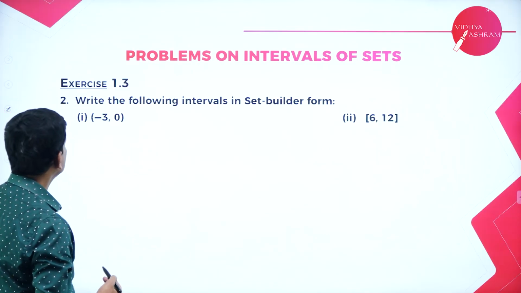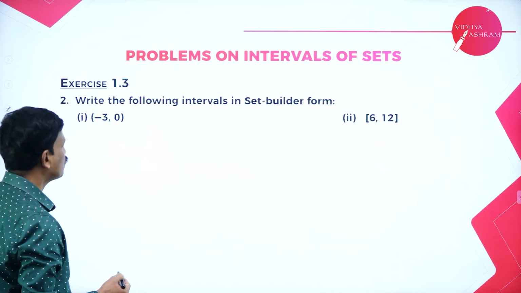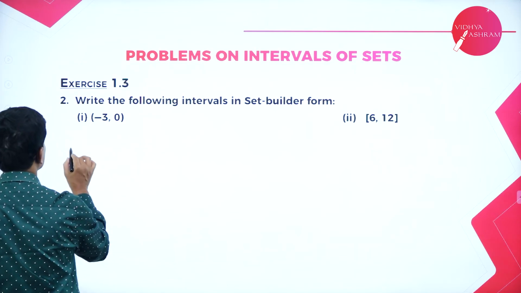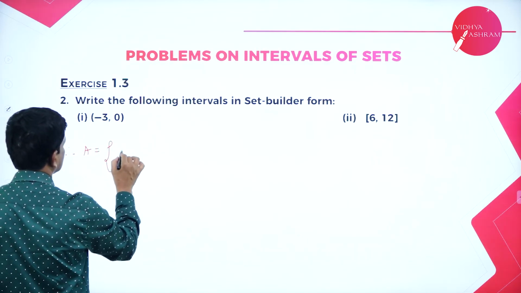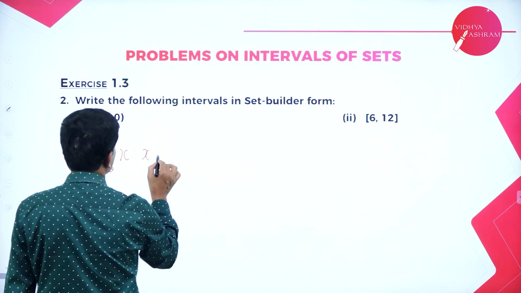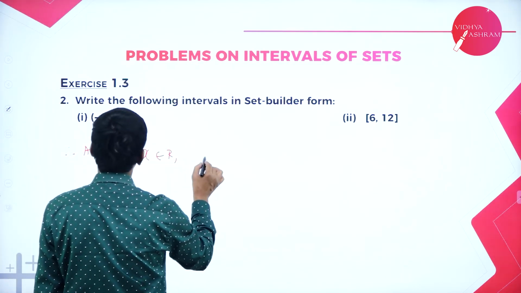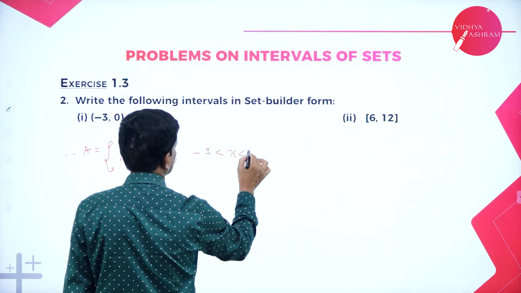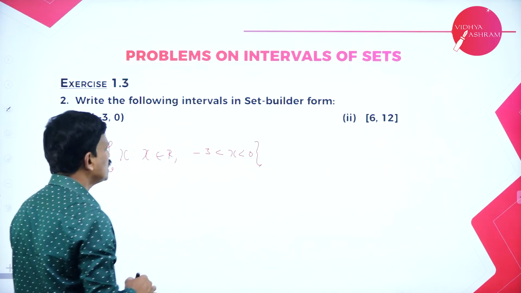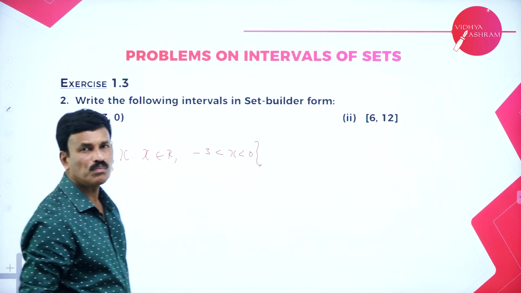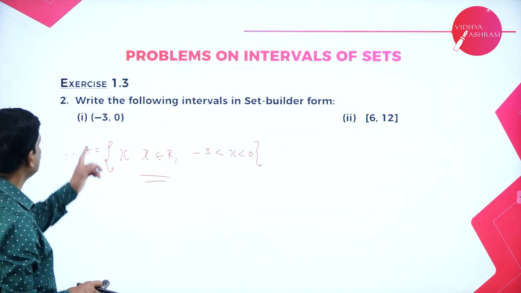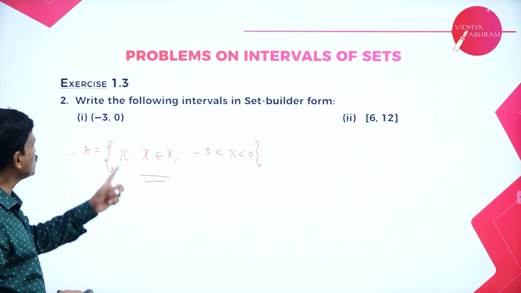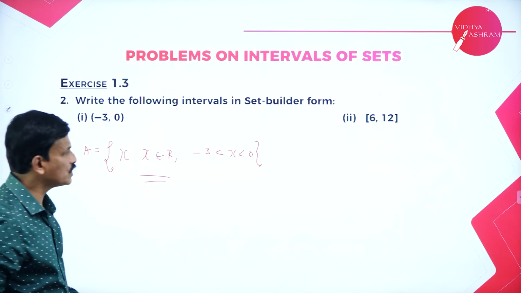Now let us come to the next problem. Write the following intervals in the set builder form. What is given here? The interval is (-3, 0). Therefore this can be written as, let us consider A is equal to x such that x belongs to the real numbers and -3 less than x less than 0. This is the open interval. Here (-3, 0) is nothing but an open interval. A is equal to x such that x belongs to the real numbers such that -3 less than x less than 0.